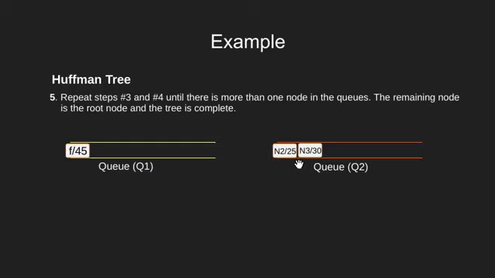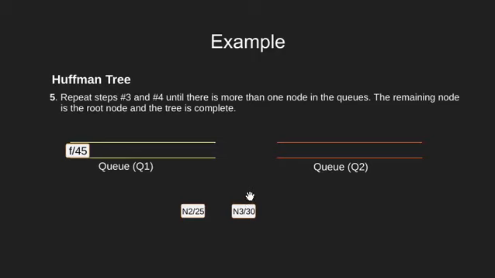We still have more than one node left. So again, we repeat step 3 and 4. Node N2 has lesser frequency than F, so we dequeue it. Out of these two, N3 has lesser frequency, so we dequeue it.